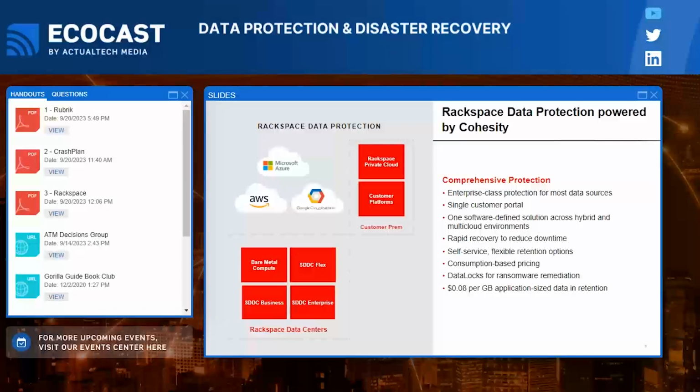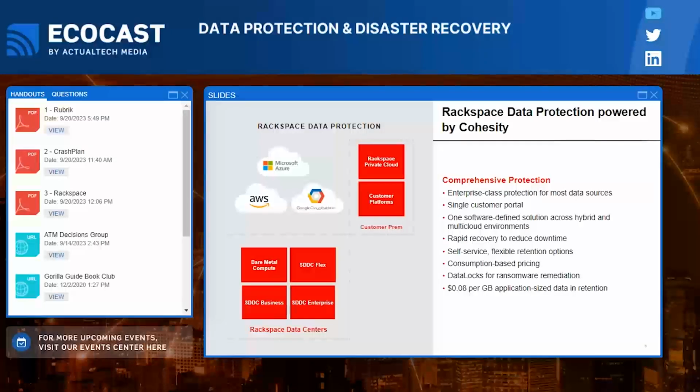The user experience is incredibly streamlined, single portal to be able to self-service if the customer so desires, to be able to change their backup policy, whether they want copies immutable or not, and also to be able to restore. And our pricing for this is really simple. It's 8 cents per gig for application size data and retention. And then we give a discount for the data reduction ratio that we see. So it's sort of like profit sharing. The more efficiencies we gain, we then essentially give some of the value back to the customer.